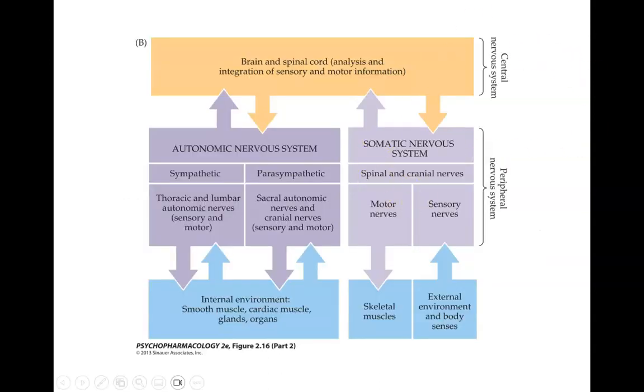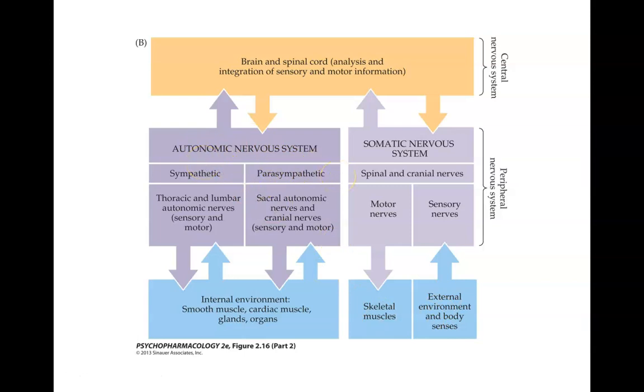So here's another way of looking at these different divisions. The central nervous system is made up of the brain and spinal cord. This is where sensory and motor information is integrated and analyzed. We have our somatic system, which is made up of the spinal and cranial nerves. That includes our sensory nerves that respond to different things in our environment, and then the motor nerves, which help our body to move. The autonomic nervous system is made up of the sympathetic and parasympathetic branches.